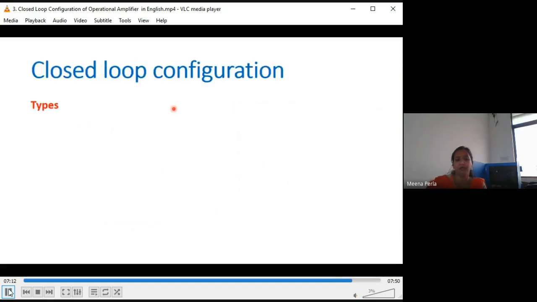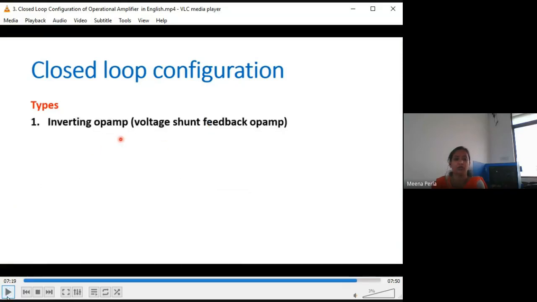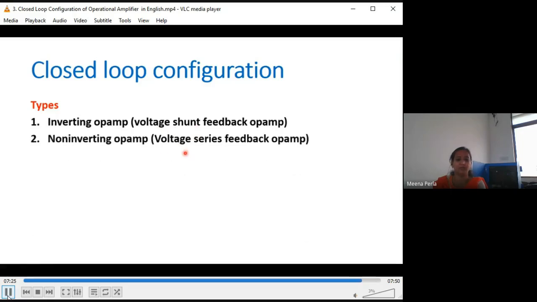We'll see the types of configuration that we are going to study in the next session. The first type under the closed loop configuration is the inverting amplifier, which is a voltage shunt feedback amplifier. The second one is the non-inverting operational amplifier, which is a voltage series feedback amplifier. And the third one is the buffer amplifier, which is also called a unity gain buffer or voltage follower.